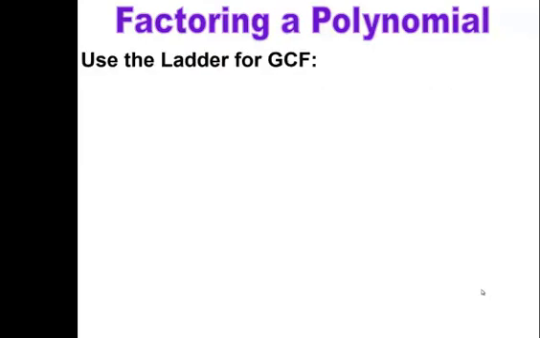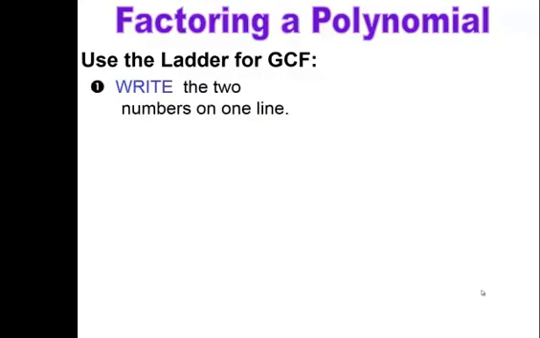One method for finding the GCF, the greatest common factor, is called the ladder method. We use the ladder method for finding the least common multiple, but the ladder method can also be used to find the greatest common factor. For the greatest common factor, you want to write the two numbers on one line. We're going to do an example here: we're going to find the greatest common factor for 24 and 36.